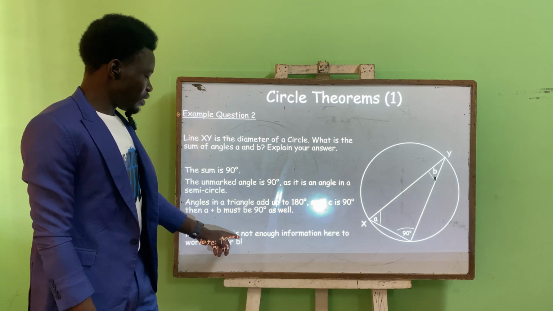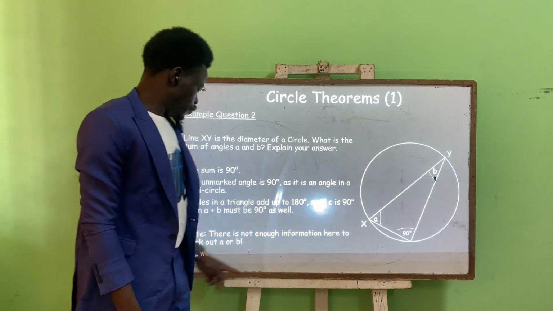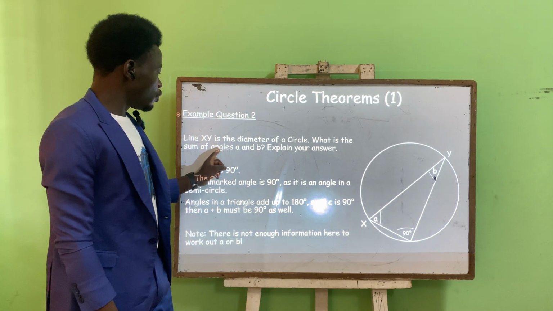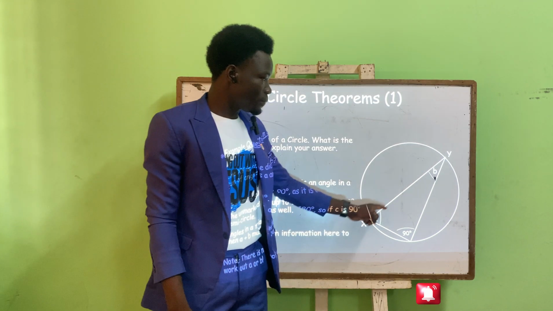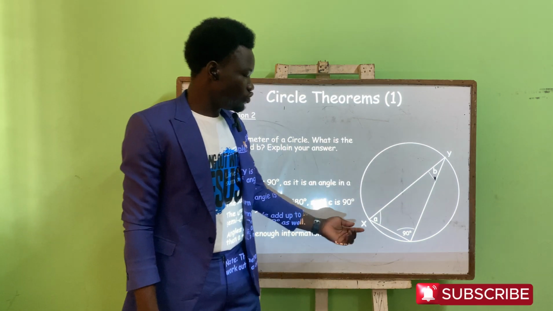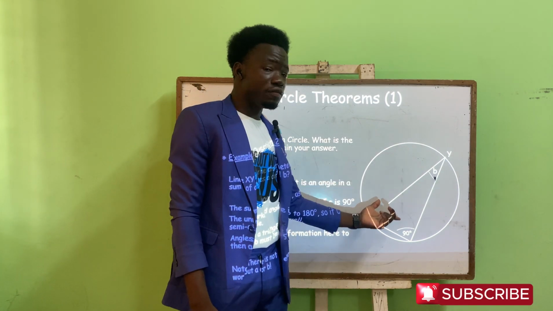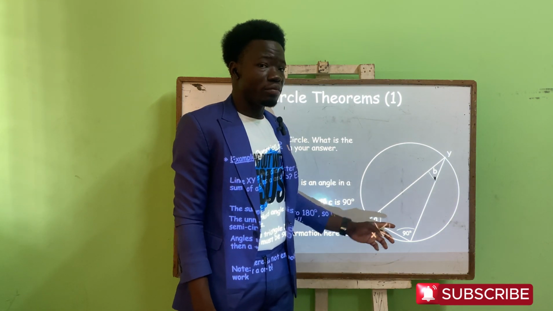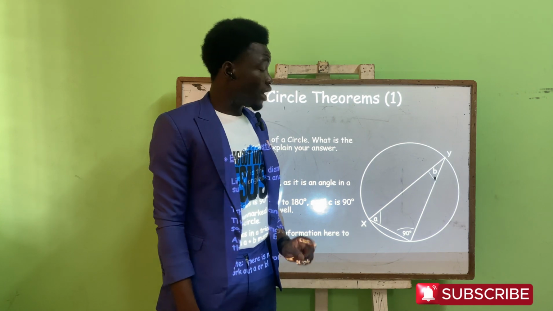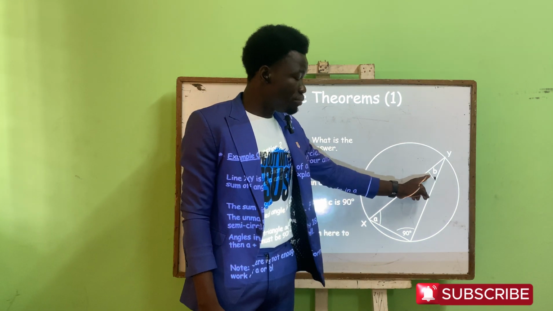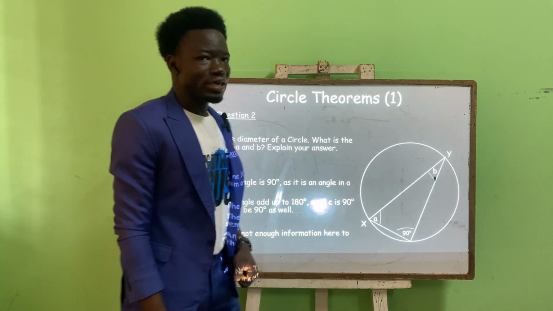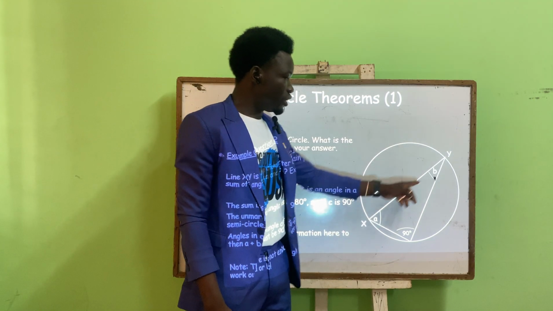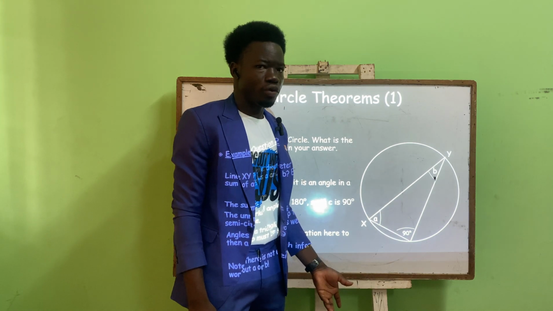Note, there is not enough information here to work out A or B. You will only know that A and B will give you 90 degrees. But you will not be able to know that maybe A is 40 and B is 50, or A is 35 and B is 55. You will not be able to identify because the information is not enough. All that you know is that A and B sum to 90 degrees. So that is what this preamble is saying. You need other information to be able to find the other.